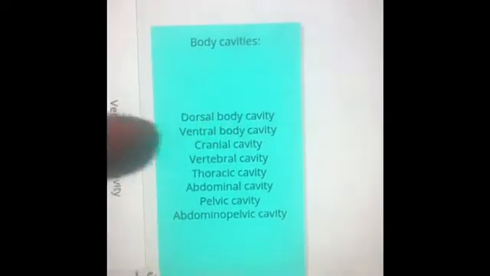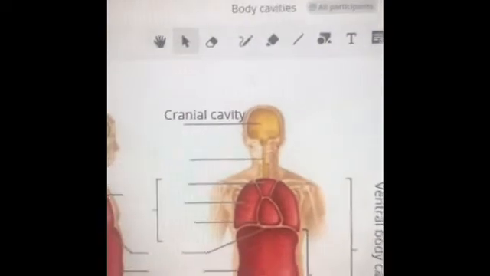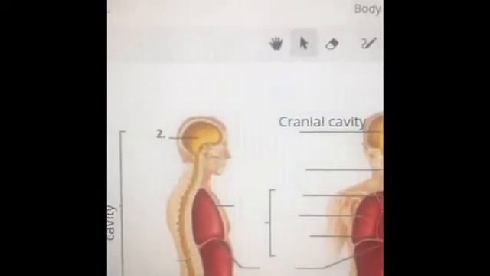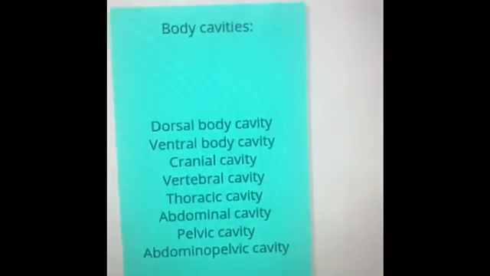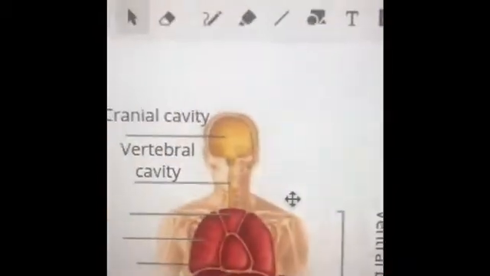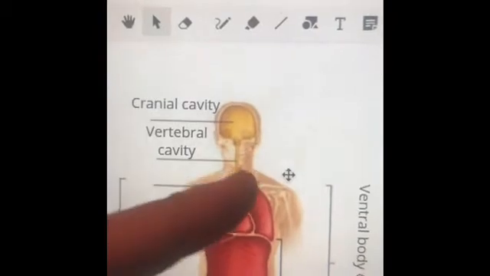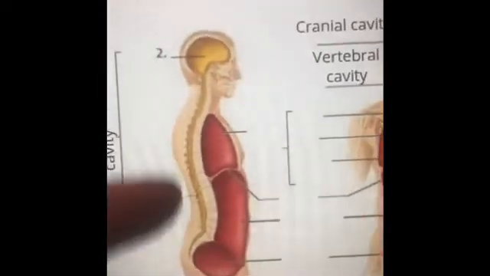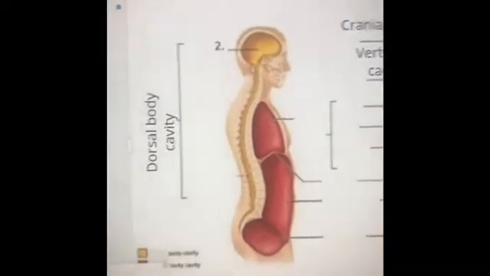The next one is the cranial cavity, which can be found right here, but if you want a better shot, see where the number 2 is right there, that is also the cranial cavity. The next one we should look at is the vertebral cavity, which can be found right here below the cranial cavity. You'll see right there. If you want a better look at it, you can go to this one right here, and the spine right here, that would be considered the vertebral cavity.